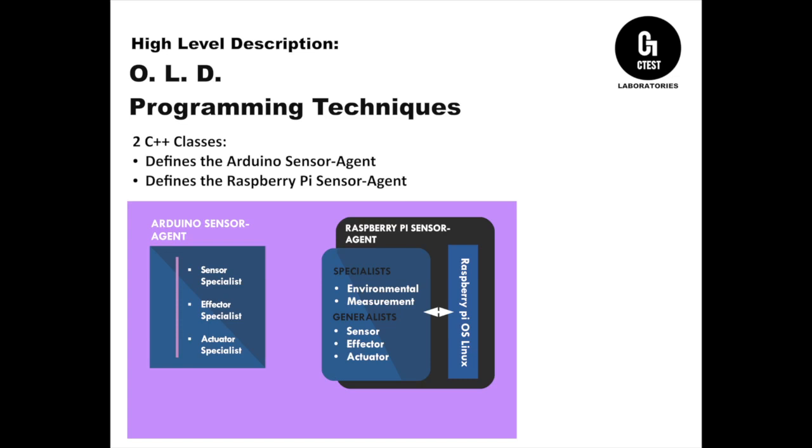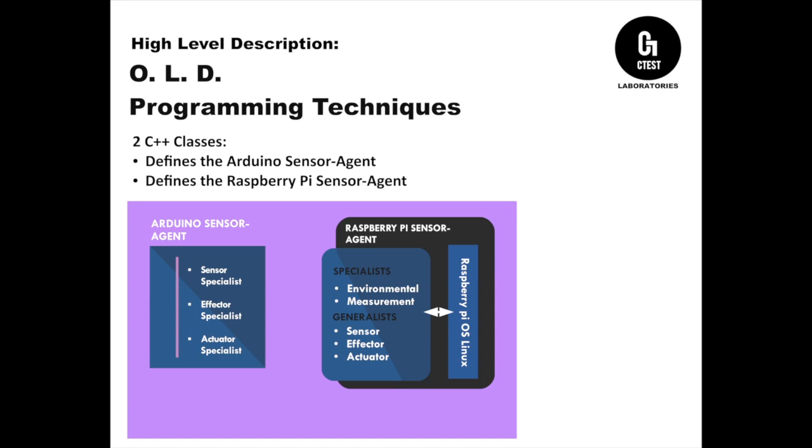On the other hand, the Arduino sensor doesn't know what those readings mean. It knows how to get them, it knows how to be specific, but it doesn't have any environmental or real measurement knowledge. The Raspberry Pi has that. You'll be able to see that as you get into this kind of a design. One of the agents has a high level knowledge of things, and the other agent has the very low level knowledge of things.